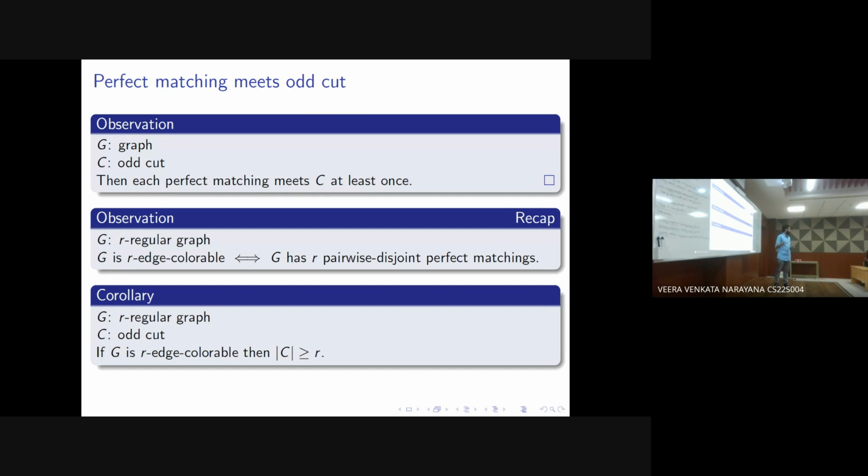That's where the definition of r-graphs comes into the picture. It's easy to observe that the converse is not true. This is only necessary but not sufficient. The Petersen graph is the same example.